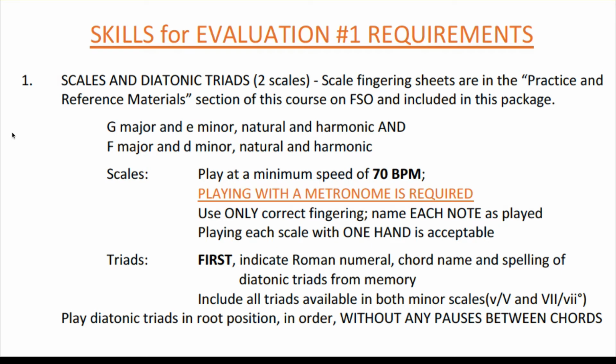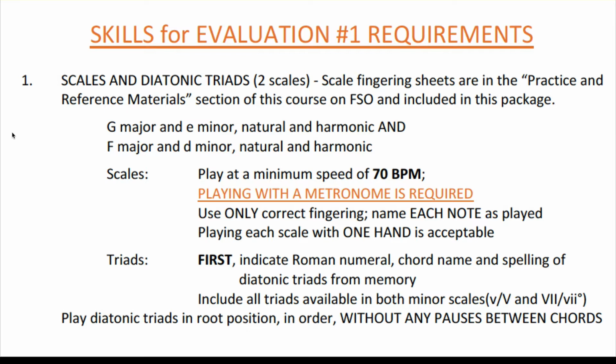So here is the first section. It's skills and diatonic triads. This is discussed in detail in the lecture live from campus that will be edited in at this point, so you can see there. The scales for the first evaluation are G major and its relative minor E minor, F major and its relative minor D minor.